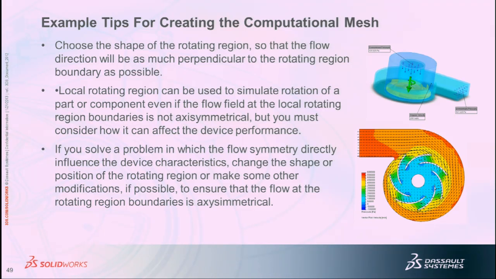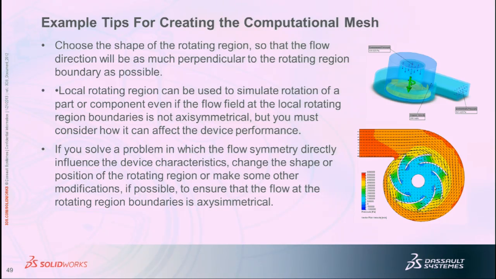Choose the shape of the rotating region so that the flow direction will be as much perpendicular to it as possible. That's one of the limitations of the rotating region: the flow has to be coming in perpendicular to it. So your inlet has to be up here somewhere, and the flow has to be coming down. Now, people who are familiar with vertical wind turbines, we can't do that because the flow is actually coming in through the sides. So that's just one of the limitations of this workaround. There are some other applications. If you have a table fan sitting there, some of the flow is coming in not perpendicular, but that's okay. Most of the flow is coming in perpendicular.